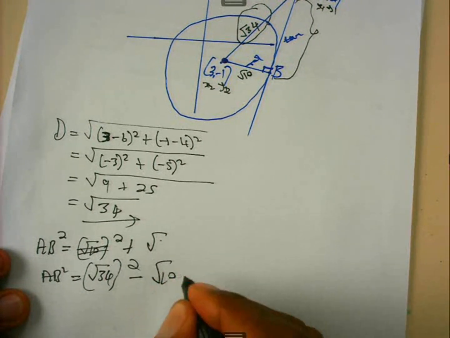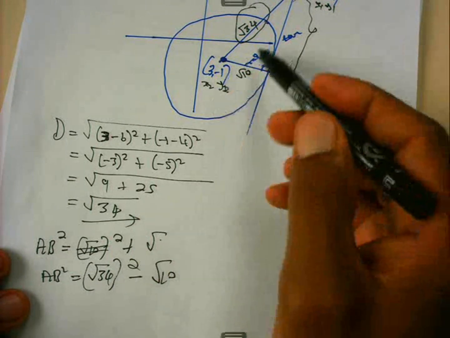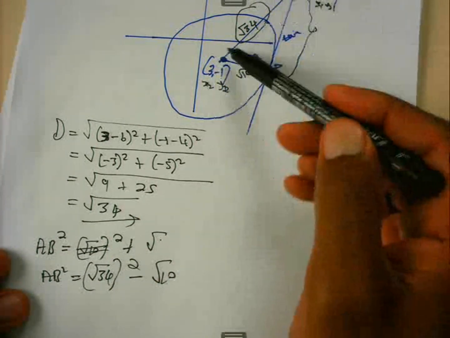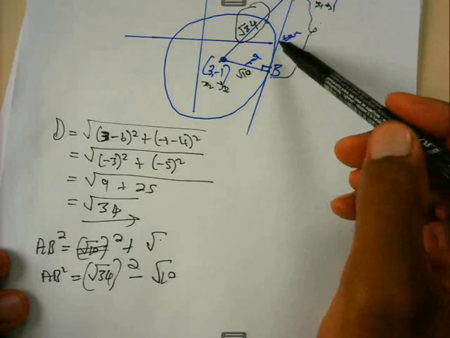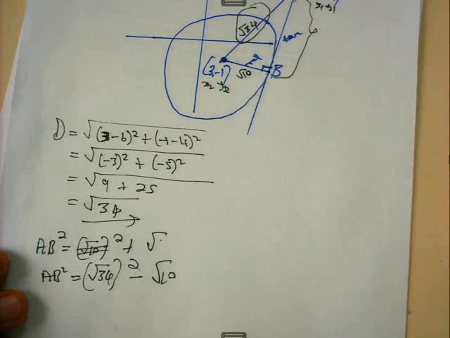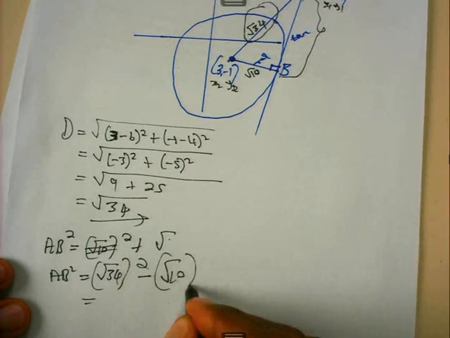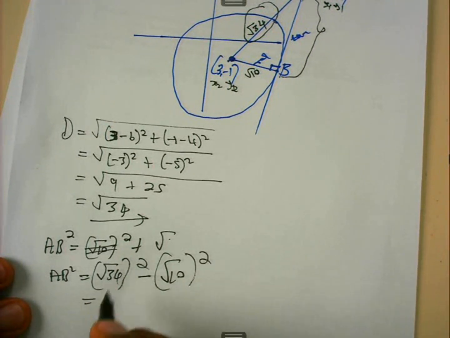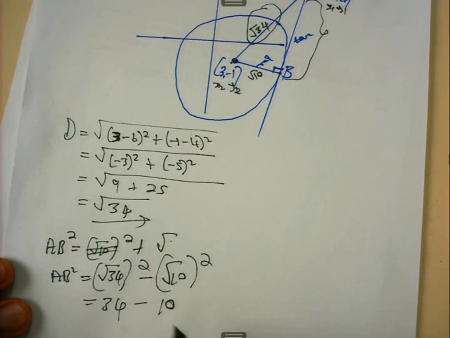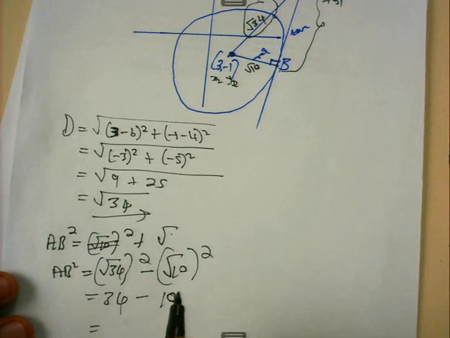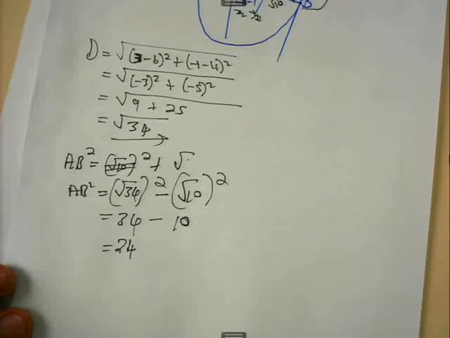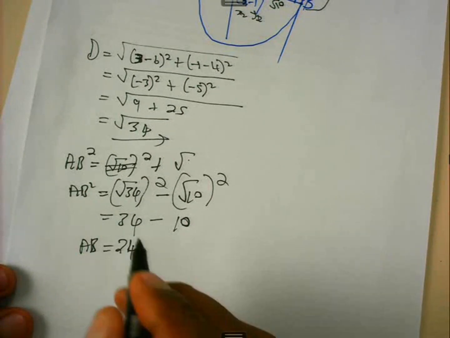the square root of 10. Because remember, we only add the 2 if we are finding the longer side, the hypotenuse. But now we are finding another side. That is why we must take the hypotenuse side minus the square root of 10. Now we square everything here. The square root of 34 squared is 34, minus the square root of 10 squared, which is 10. Therefore, 34 minus 10 is 24. So AB squared is equal to 24.